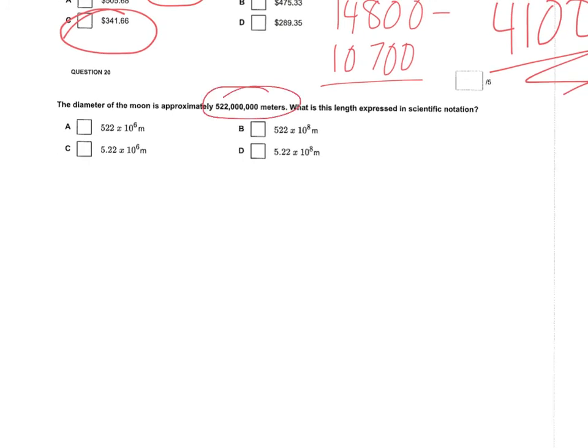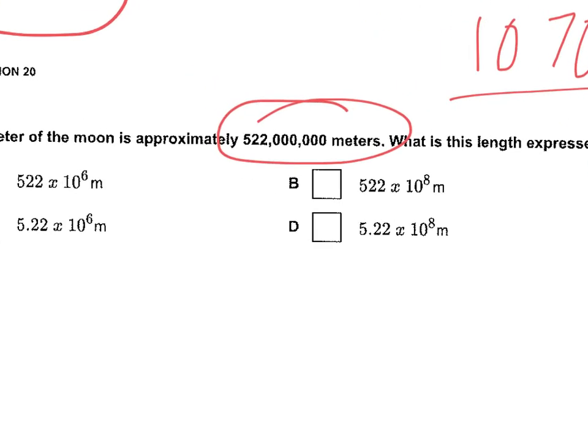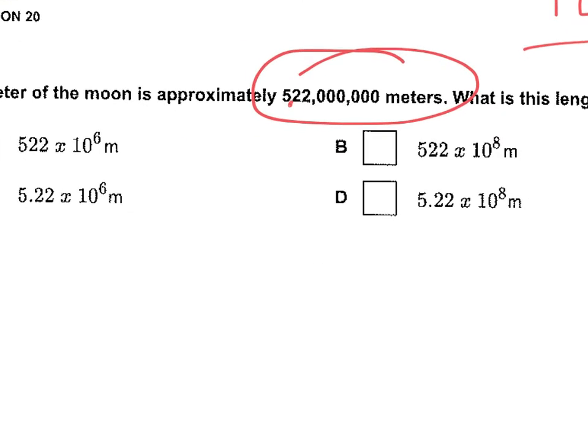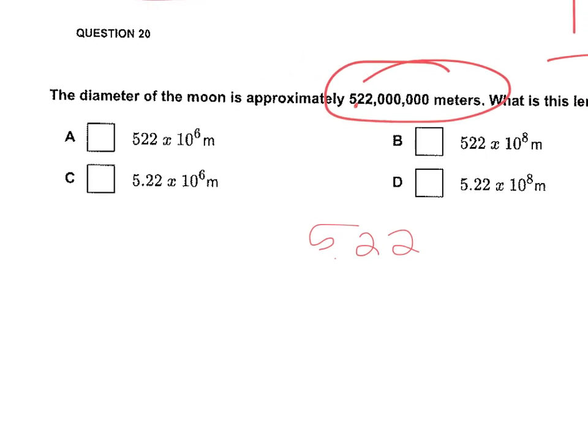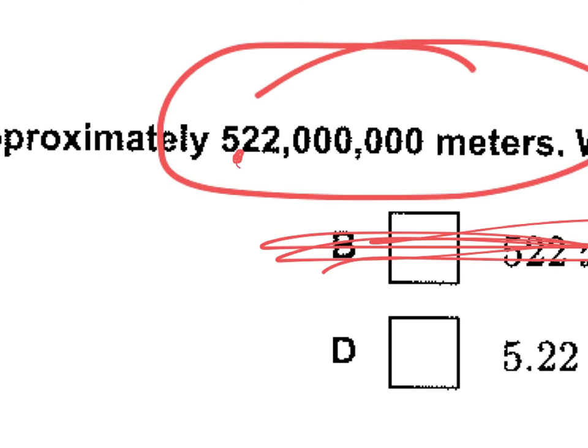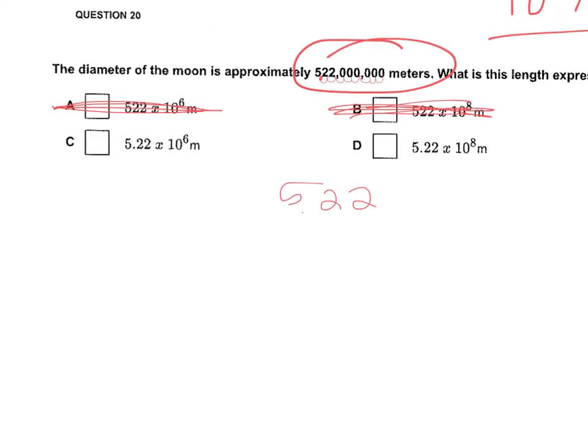Scientific notation. First decimal goes after the first non-zero, so that would be after 5. So 5.22. So I can get rid of A because it doesn't have the correct decimal. I can get rid of B because it doesn't have the correct decimal number at first. And then count all the way to the end. 1, 2, 3, 4, 5, 6, 7, 8. So D would have to be correct.